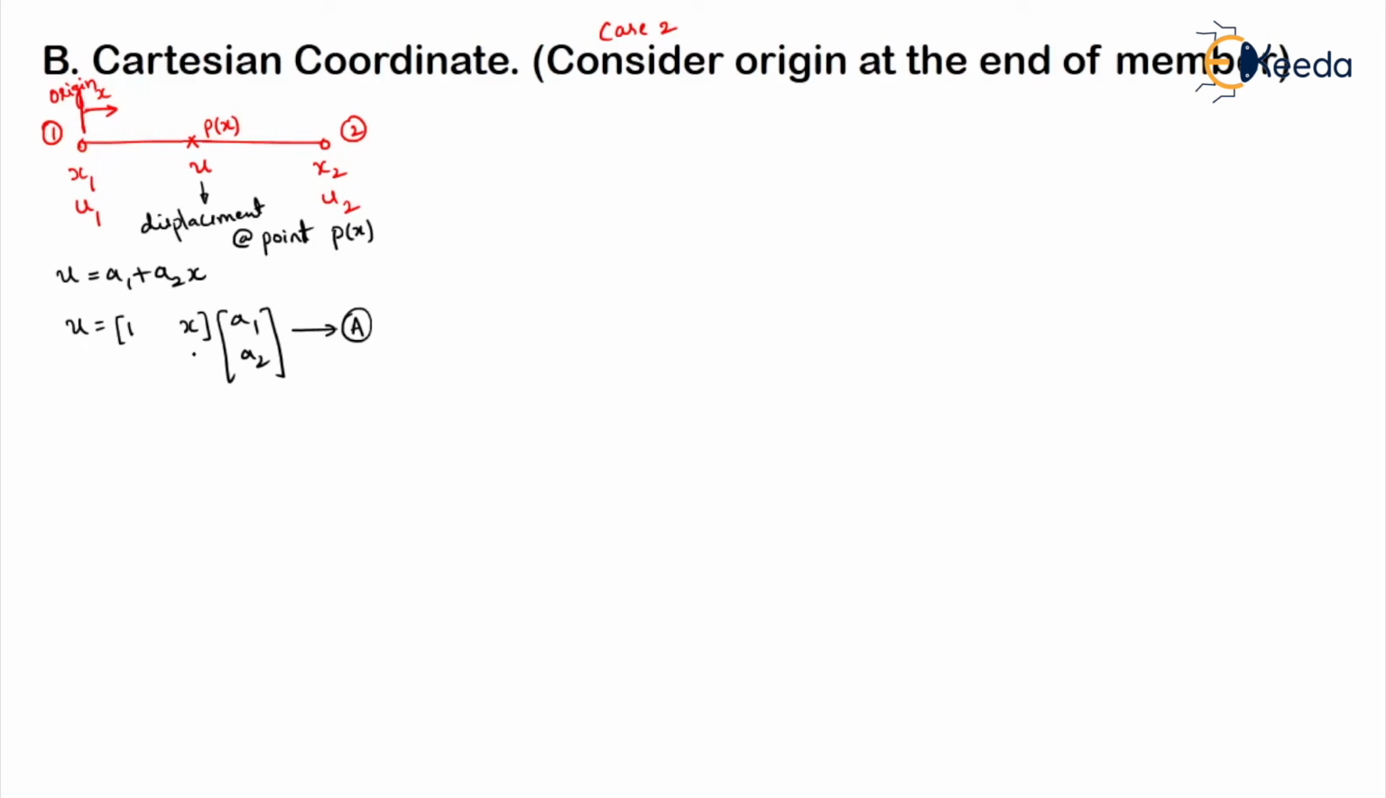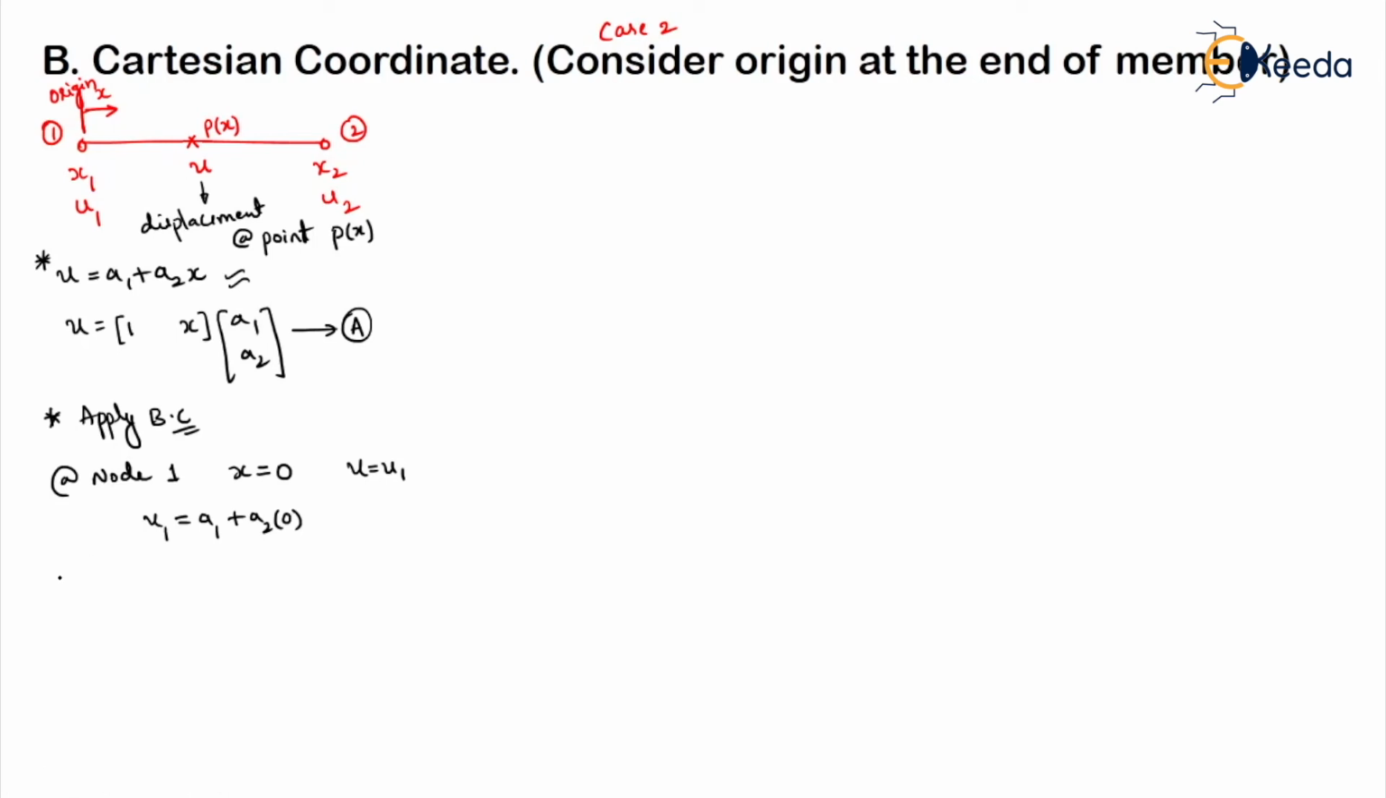Now we have to find what a1 and a2 are. For that, we have to apply boundary conditions. Now what are the boundary conditions? At node 1, what is the value of x? The origin is here, so x will be equal to 0, right? And what will be the value of u? u will be equal to u1. So if you substitute that in this equation, u1 will be equal to a1 plus a2 into 0.